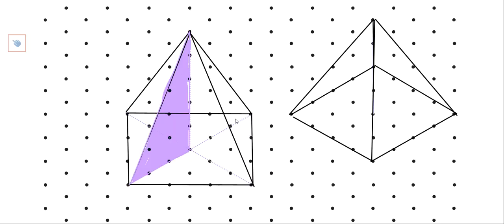Anyone know where? Down at the bottom, on the square. So if I were to actually go from the middle on the face, so I'm actually on the slanted face of the pyramid.